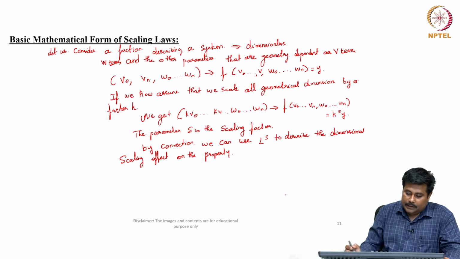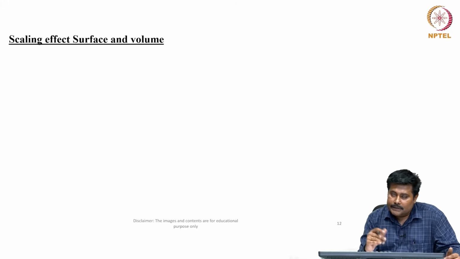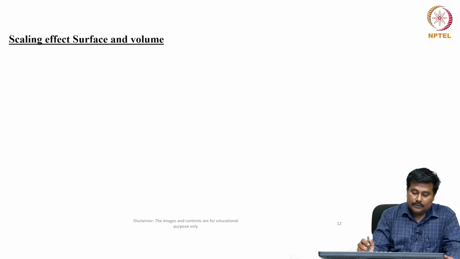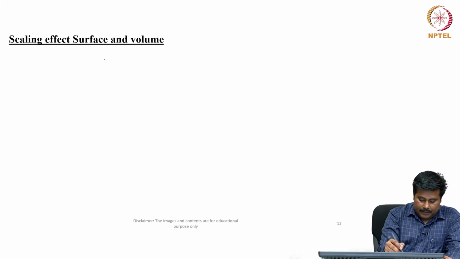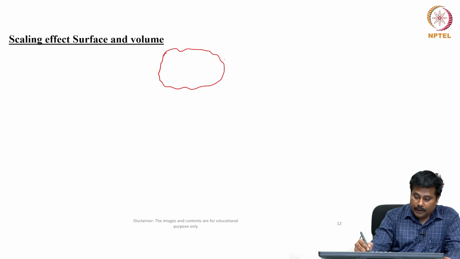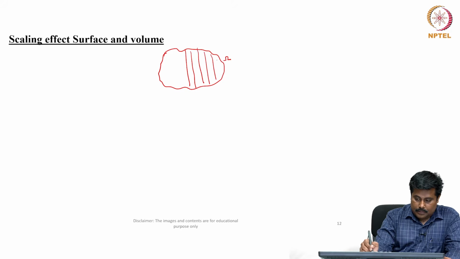Okay. Now, let us discuss the scaling effect in the overall surface and volume ratio. A surface can be expressed in terms of a double integral summation over a given domain. Let us consider this as a domain. We are representing this domain as omega.